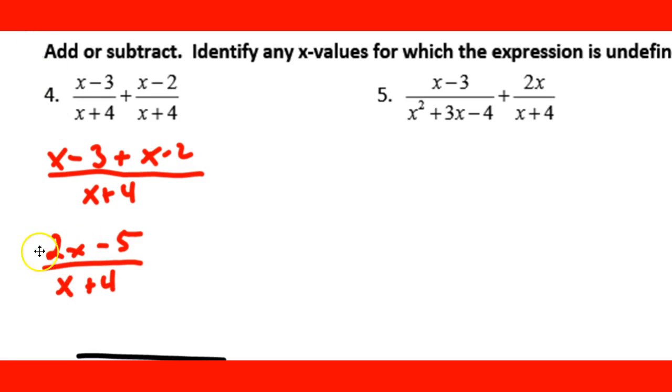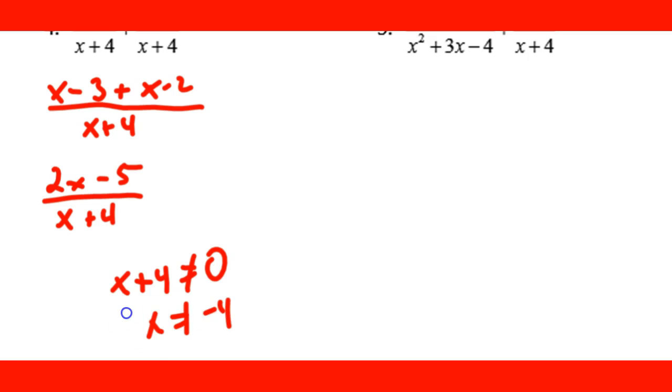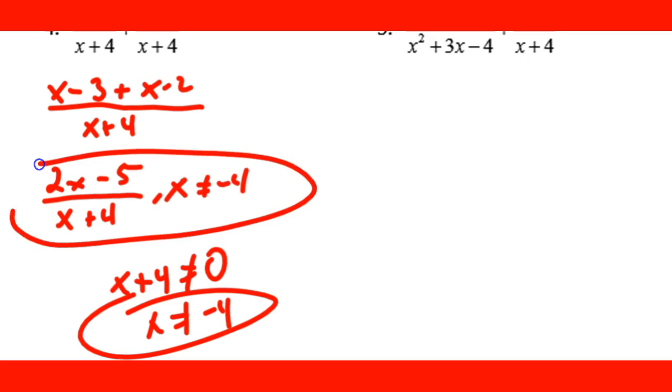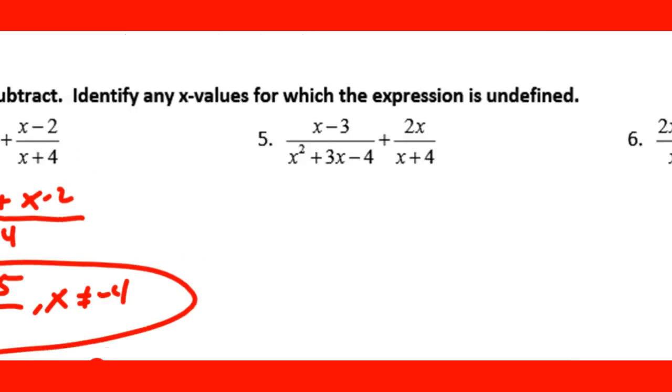Now that we have our one rational expression, we can figure out when it's undefined. Remember, take your denominator, set it equal to 0, and solve it. x cannot be negative 4. Here's where it's undefined. So here's our rational expression, and here's where it's undefined or discontinuous. Over here, number 5.